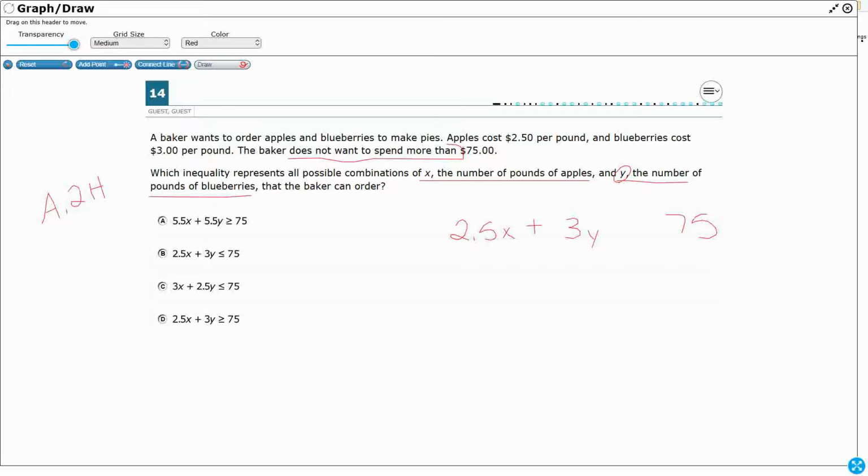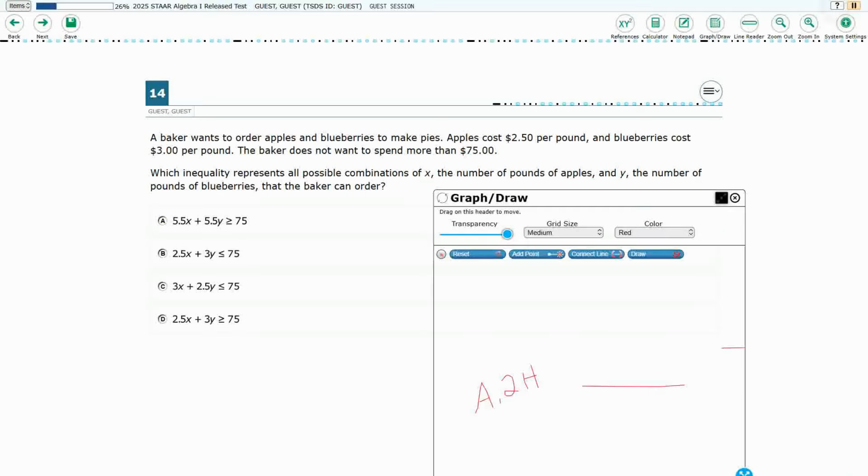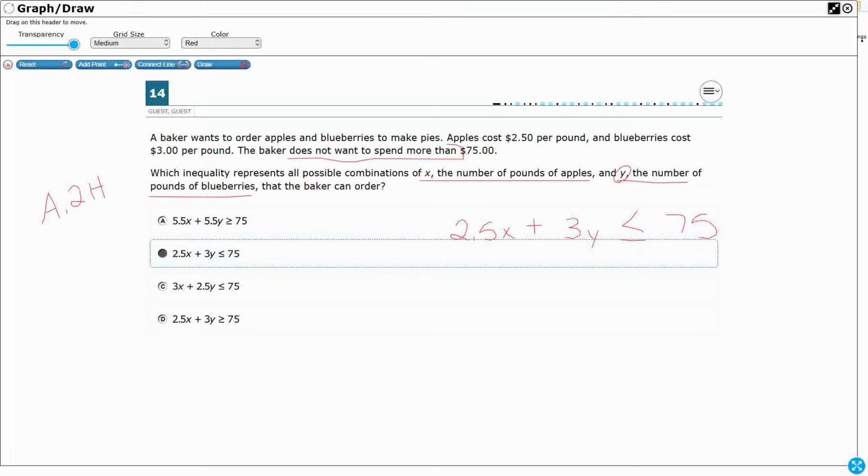Does not want to spend more than 75 bucks. So does not want to spend more than, I need to interpret that as less than 75 bucks. But can I spend 75 bucks? Actually, yes, I can. So 75 is fine, which means I need to make that less than or equal to. And so through that reasoning, I'm able to get 2.5x plus 3y is less than or equal to 75. And we see our answer there as B. We're simply writing that inequality and representing it algebraically.